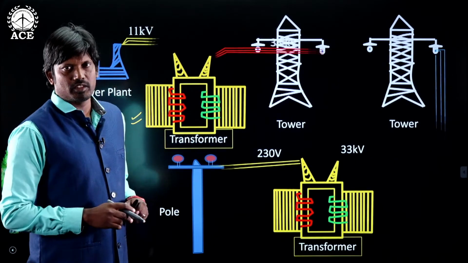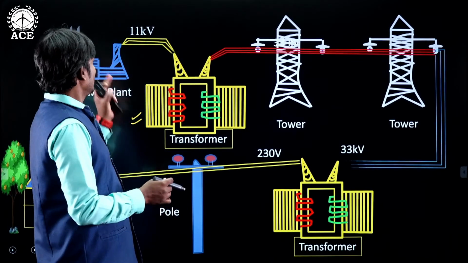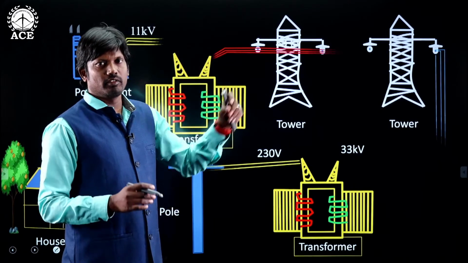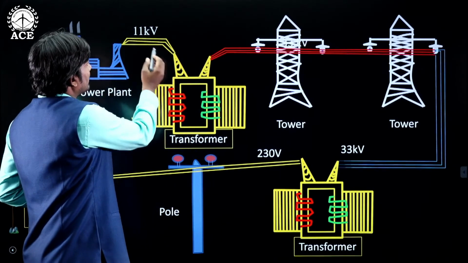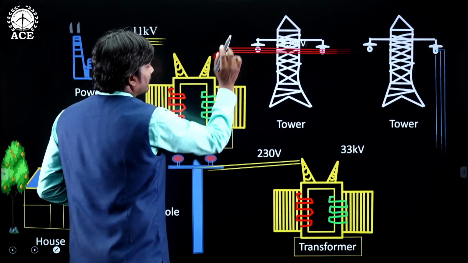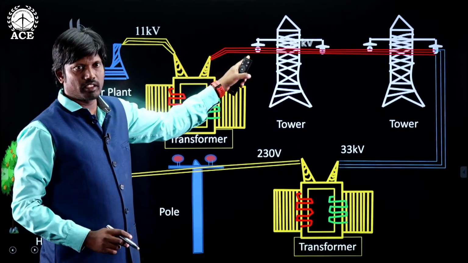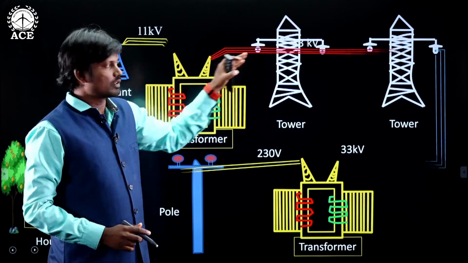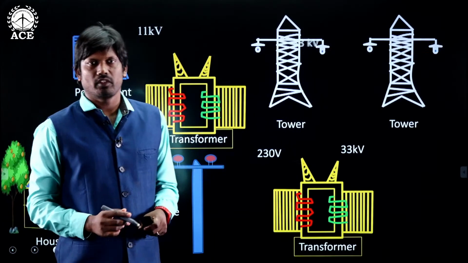So, what is the main function of a transformer? It transfers the electrical power from this circuit to this circuit with the desired change in voltage. Here the primary side voltage is 11 kV and the secondary side is 33 kV. So the voltage changes from 11 kV to 33 kV, and at the same time power is transferred from one place to another. This type of transformer is called a step up transformer.